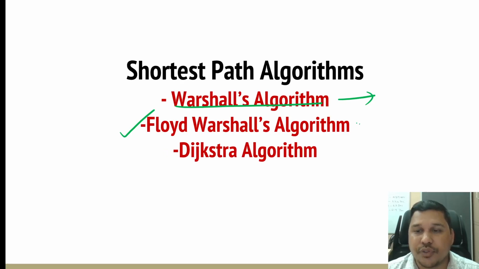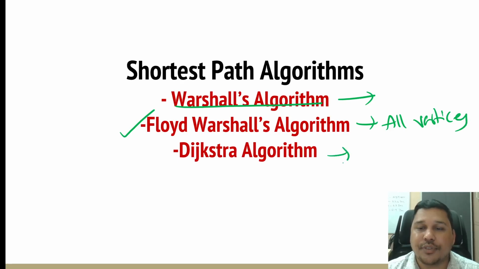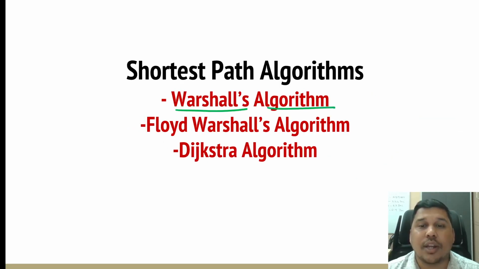So this is the shortest path for all vertices, and this is for a single vertex only. Let's try to explore these three things. Let's study Warshall's algorithm first.